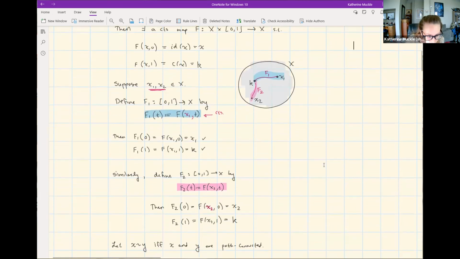And then similarly, I'm going to define f2. So f2 basically does the same thing, except I'm going to fix the first coordinate x2 in f. And then this is the pink path that goes from x2 to k. And then just by transitivity of path connectedness, I know that x1 is path connected to x2. Those are arbitrary, so the whole space is path connected.